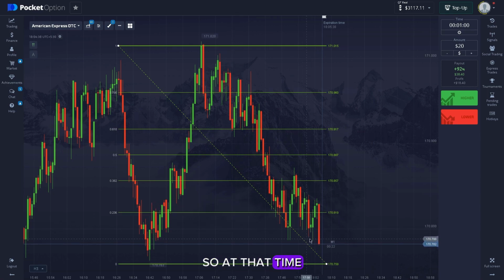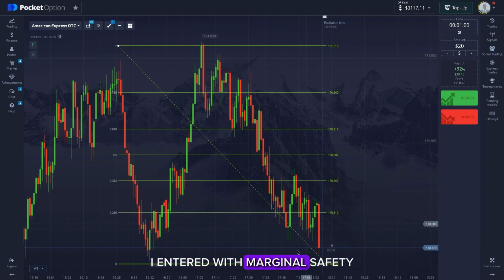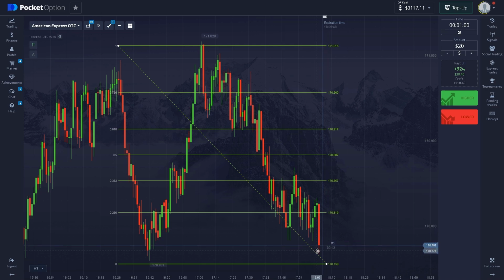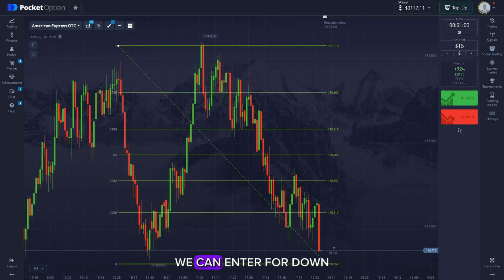So at that time, there was a high probability that the market would go up for a short duration of time. That's why I entered with marginal safety. As you guys can see now, it has broken the short-term demand zone. We can enter for a down trade in here.